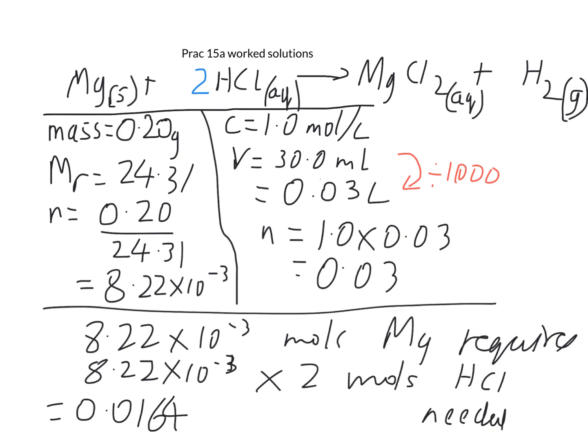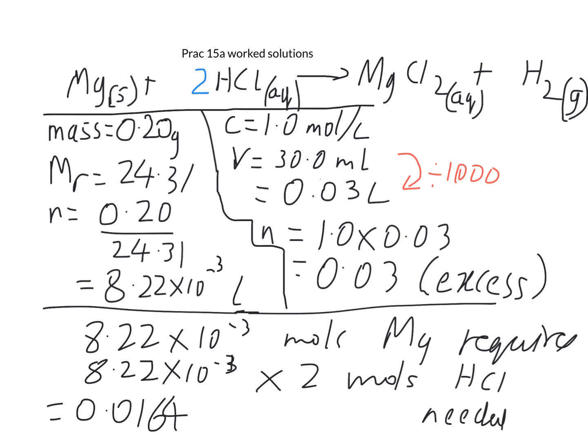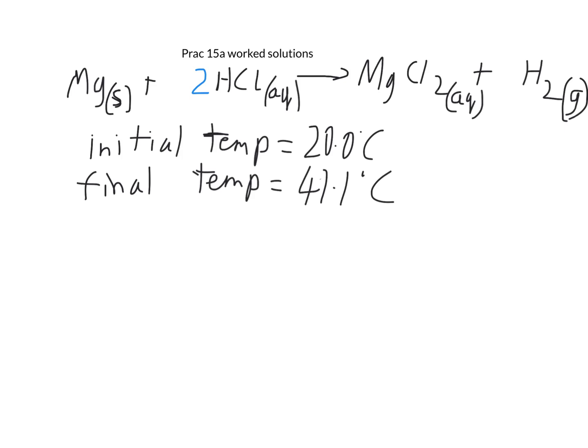But I've actually got 0.03. In other words, I've got more than what I need. So I could say that my HCl is in excess, and my magnesium is my limiting reactant. So excess HCl, limiting magnesium. That's your first step. You've got to figure out which of your two reactants is limiting. The next thing I need to do is use my MC delta T formula to work out how much heat is actually given off in this reaction.